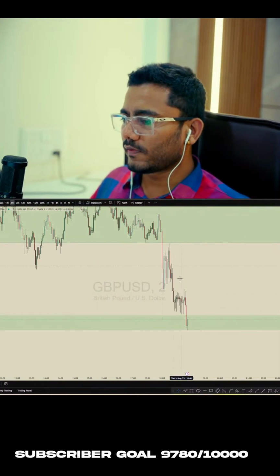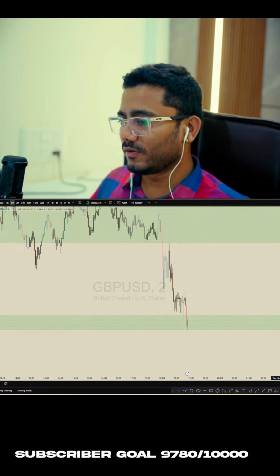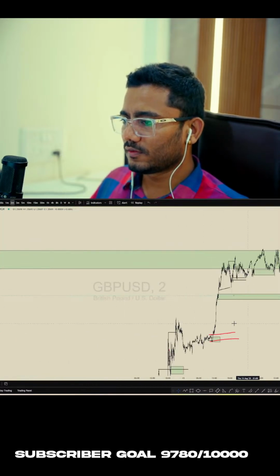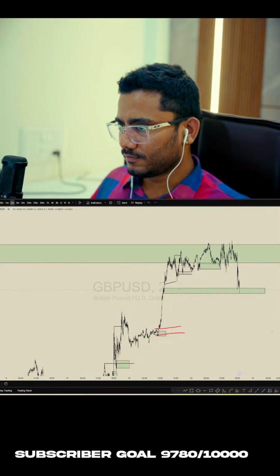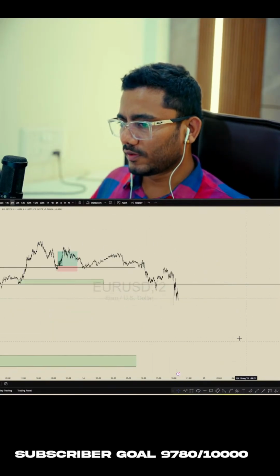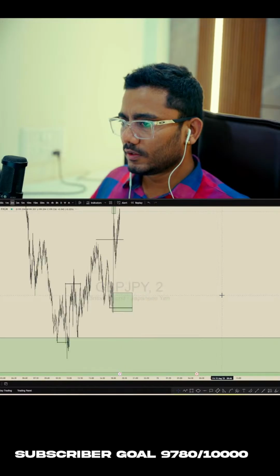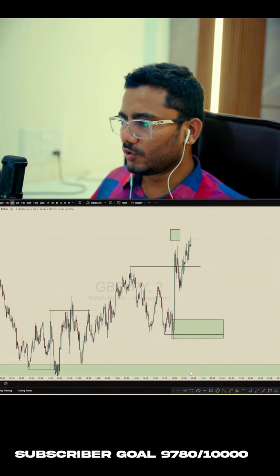Anyway, so this order block has been mitigated. I think price will continue from this. And DXY is also going to the upside. So probably EU and GU will go to the downside. GJ, I'm bullish on GJ.